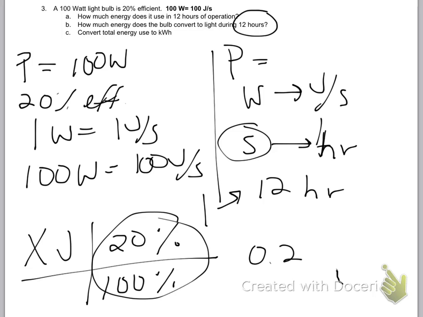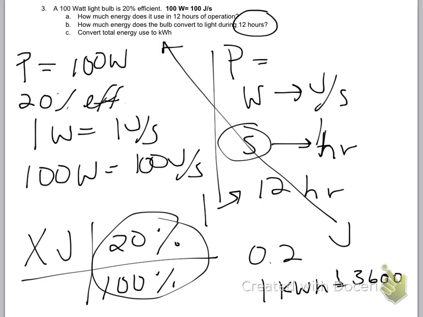Then, of course, we can convert our answers in joules and make them into kilojoules per kilowatt hours. And we've already created that conversion factor. We already knew that 1 kilowatt hour is equal to 3,600 kilojoules.